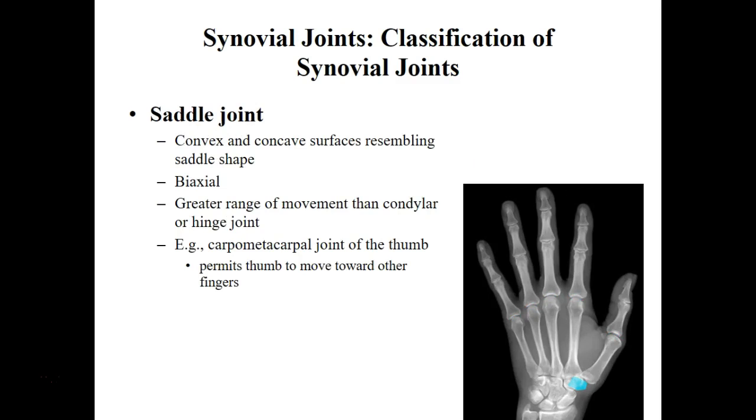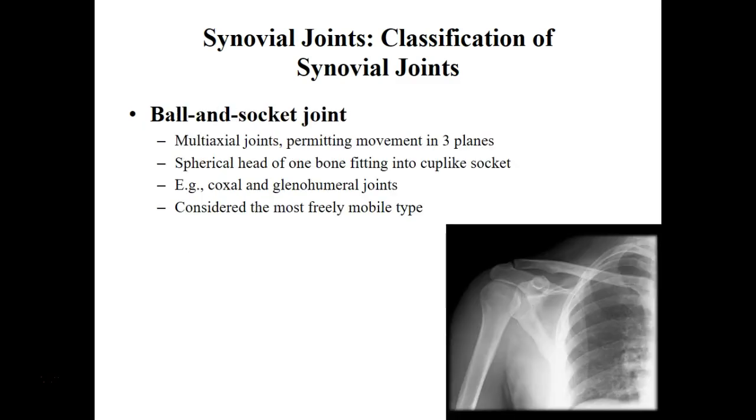Saddle joint is also biaxial, but it's a slightly bigger range of motion than your condylar joint. With the saddle joint, the only two saddle joints we have in our body are the carpometacarpal joints of the thumb, and the thumb can move towards other fingers and away from other fingers. It can move back. It can almost move in a complete circle. So it has slightly more movement. It's still considered biaxial, but it does have slightly more movement.